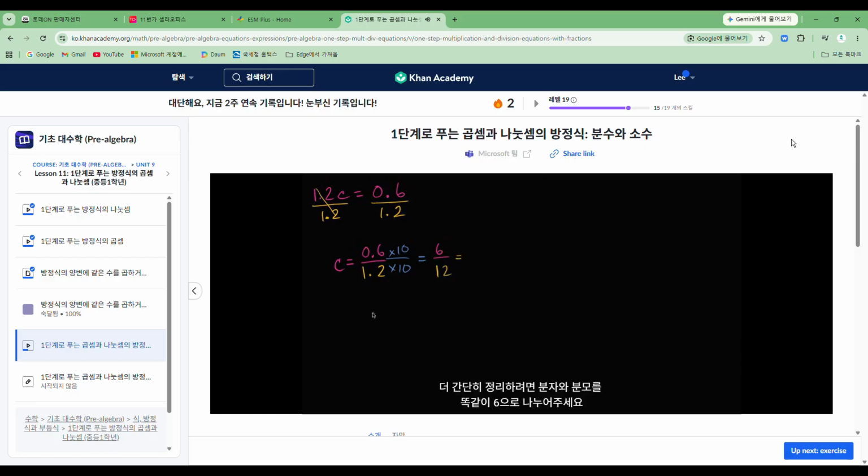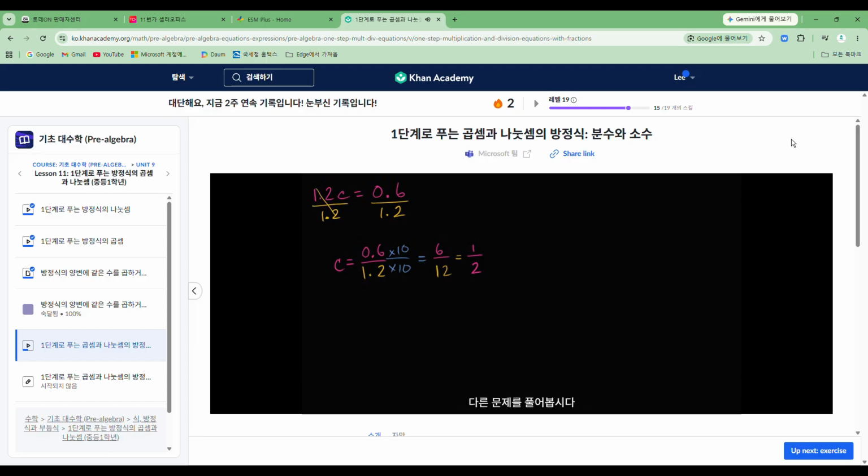And if we want, we can write that in a little bit of a simpler way. We could rewrite that, dividing the numerator and denominator by 6, you get 1 over 2. So this is equal to 1/2. And if you look back at the original equation, 1.2 times 1/2, well, you could view this as 12 tenths. 12 tenths times 1/2 is going to be equal to 6 tenths. So we can feel pretty good that c is equal to 1/2.